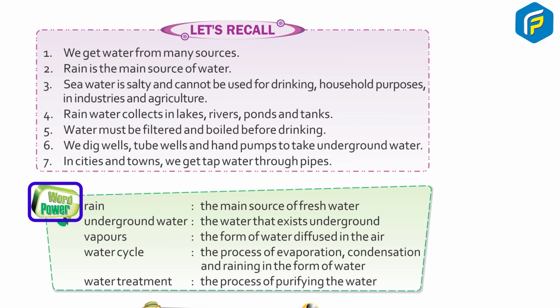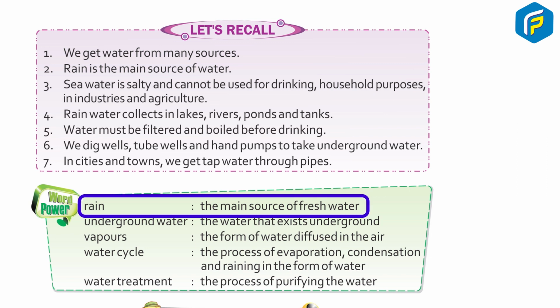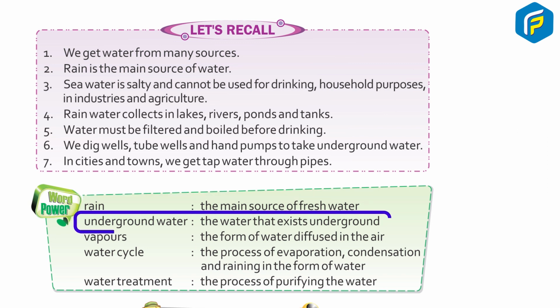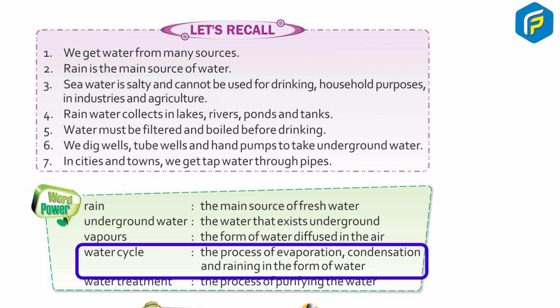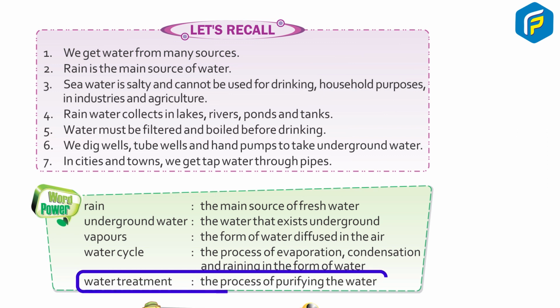Word power. Rain: the main source of fresh water. Underground water: the water that exists underground. Vapors: the warmth of water diffused in the air. Water cycle: the process of evaporation, condensation and raining in the form of water. Water treatment: the process of purifying the water.